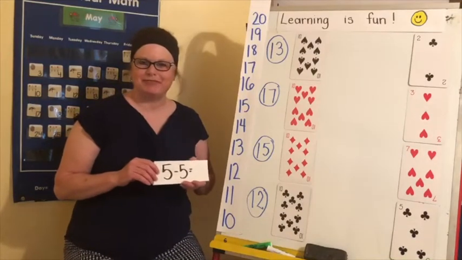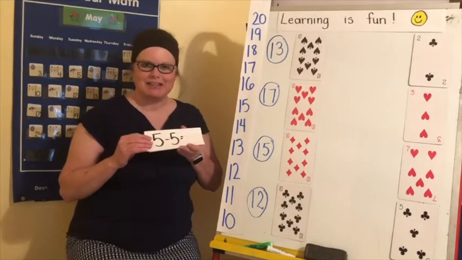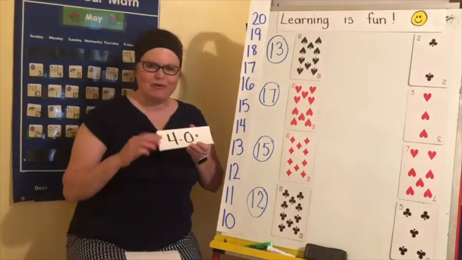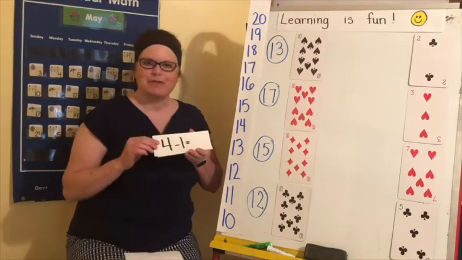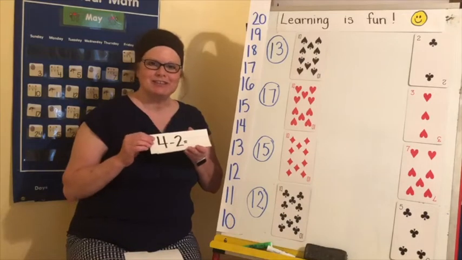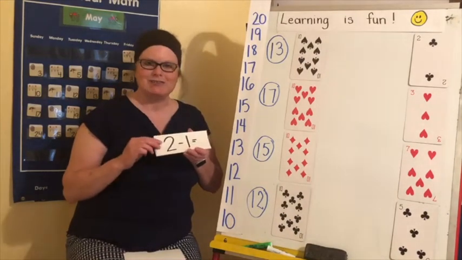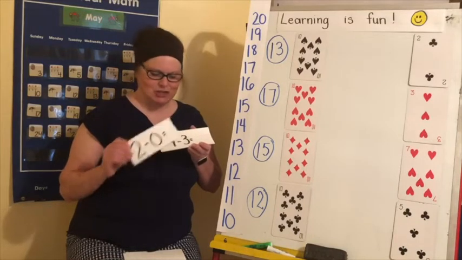Are you ready for some math fluency? Let's start with our subtraction. 5 minus 5 equals 0. 4 minus 0 equals 4. 4 minus 1 equals 3. 4 minus 2 equals 2. 2 minus 1 equals 1. 2 minus 0 equals 2.